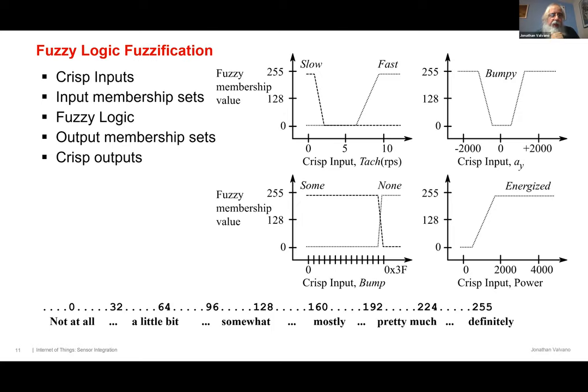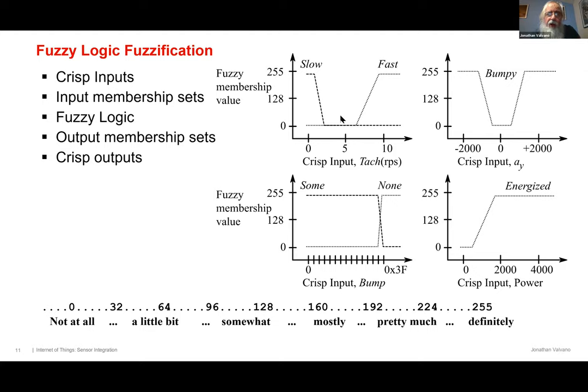All right, so the fuzzy logic is staged. Again, the crisp input is a thing like speed. For instance, this crisp input is in rotations per second. It could be fixed point, it could be floating point, it doesn't matter. Then we fuzzify it by converting that crisp input into a set of fuzzy variables, or fuzzy membership sets, which are a set of 8-bit unsigned numbers that tell you whether it's going slow or fast. Now, in this particular case, you can't be going both slow and fast.